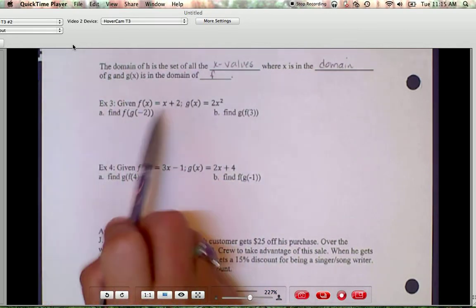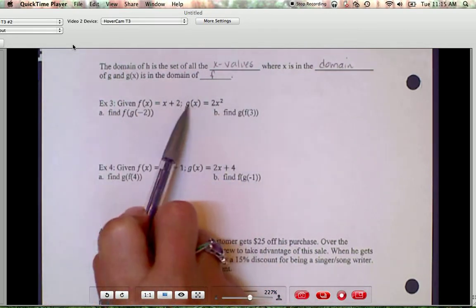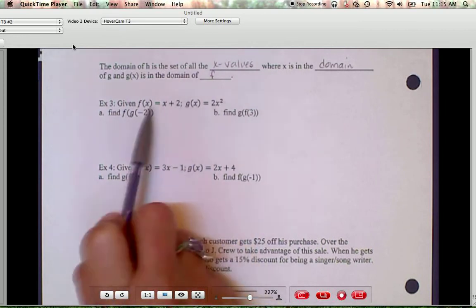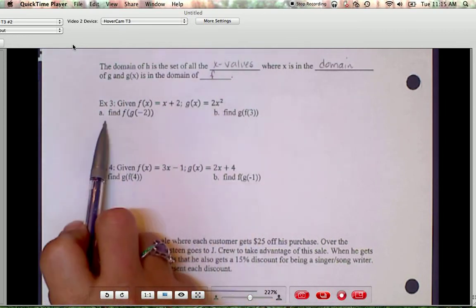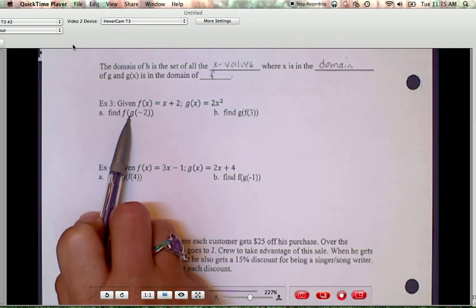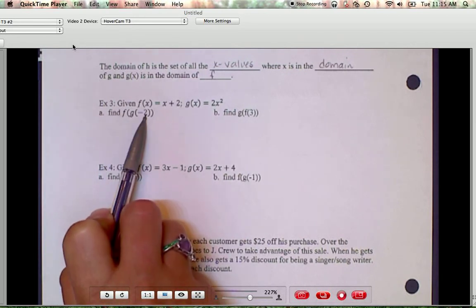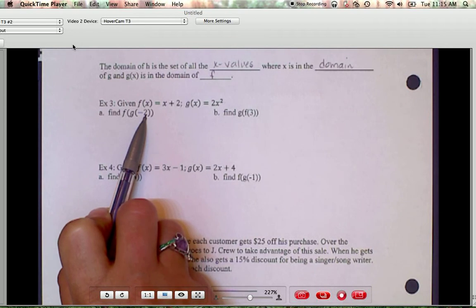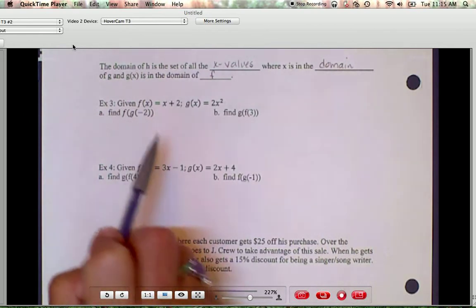So in example 3, it says f of x is x plus 2, g of x is 2x squared. Looks like the other examples. However, here's the difference. We are finding f of g of negative 2. And as with other parentheses, we always work from the inside out. So let that be a reminder to you that we're going to work from the inside out.